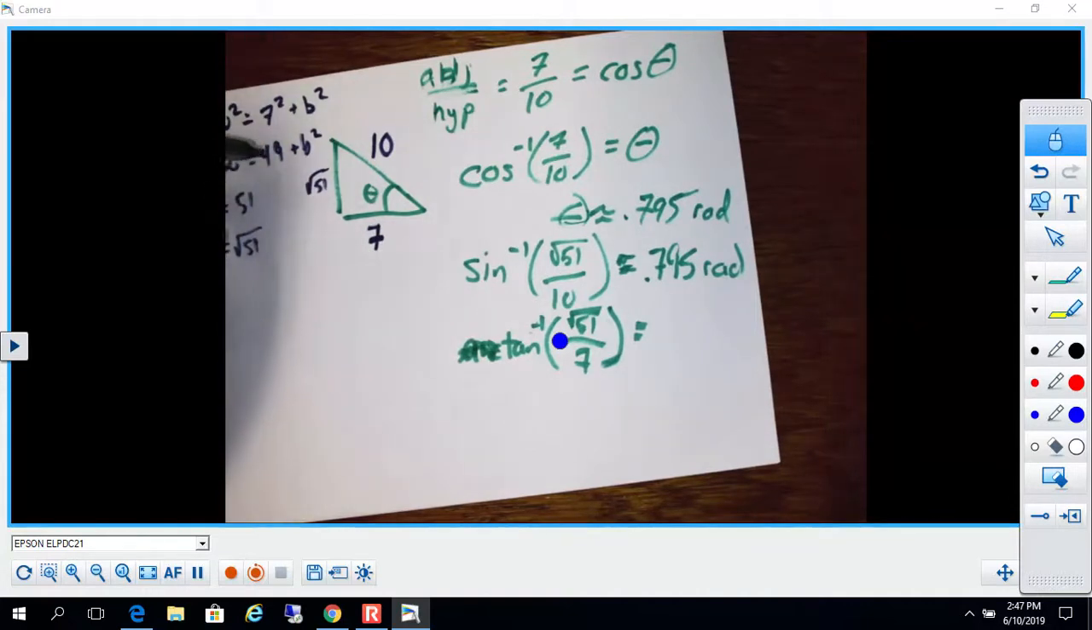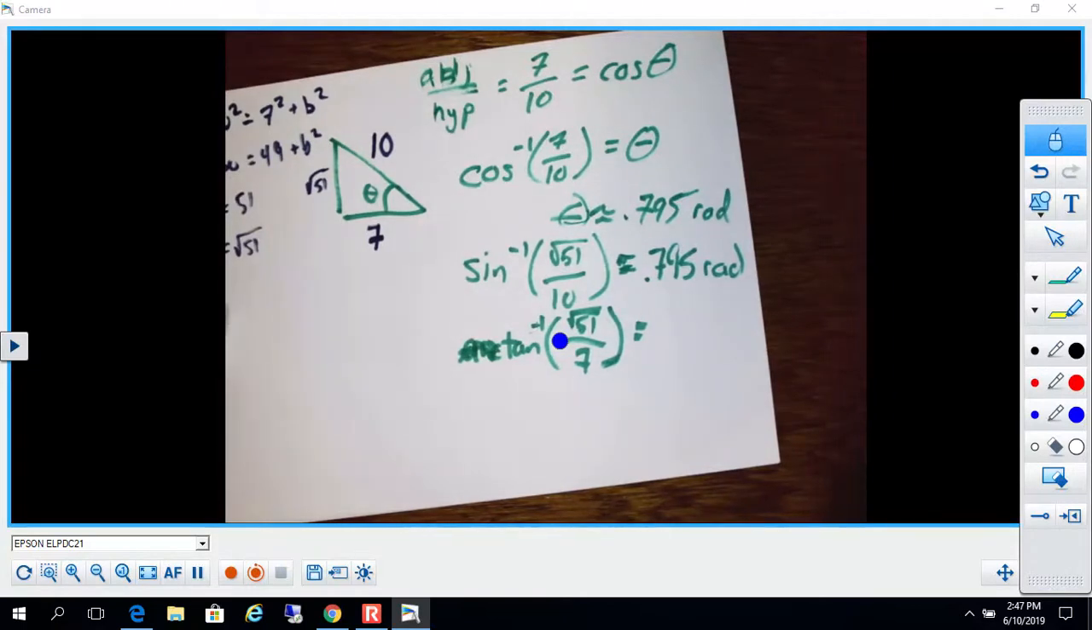The root of 51 over, wait, you need to close that. Close this one right here. Yeah, close the parentheses there. And now over here, 7. Negative 1.62. That doesn't sound right. No, it doesn't sound right.